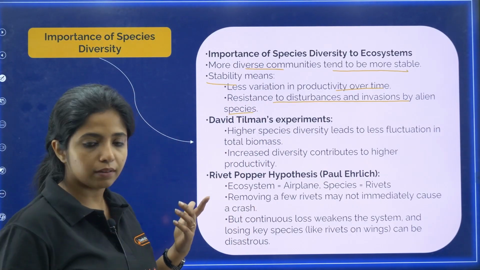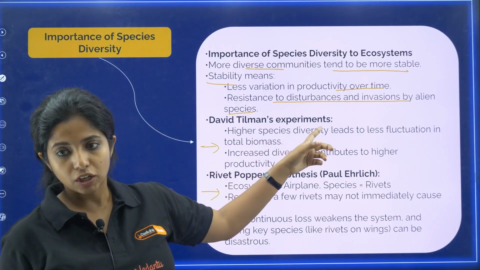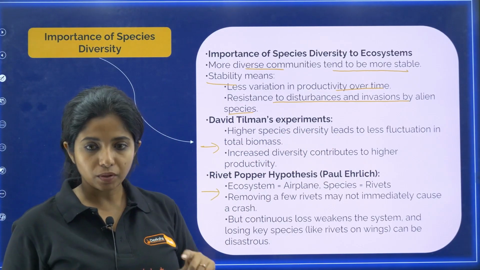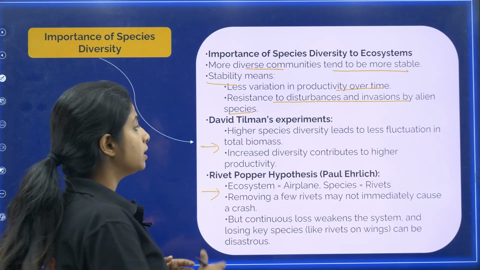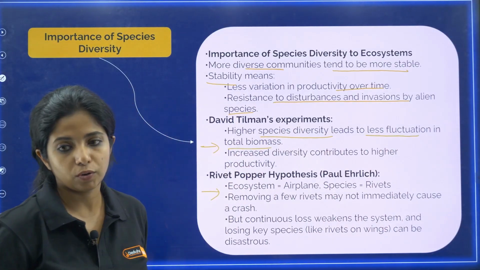So now people came in and explained that. There were David Tilman's experiments, my dear children. According to his experiment, done in a plot, he said that whenever there is high species diversity, it leads to less fluctuation in the total biomass.